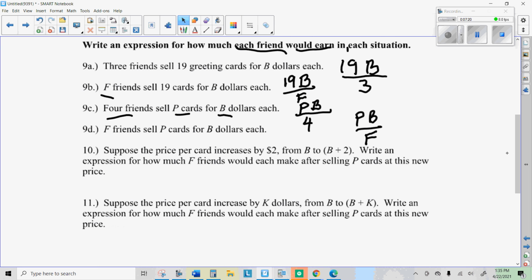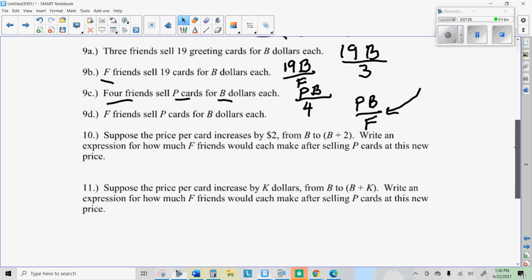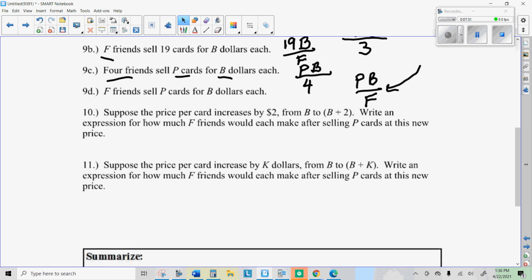So what we did is we just wrote a formula for how much they each make. Sometimes we call that a literal equation when you have all variables like that. Suppose the price per card increases by $2 from B to B plus 2. Write an expression for how much F friends would make after selling P cards at this new price. So basically you're going to replace B with B plus 2. Try that.